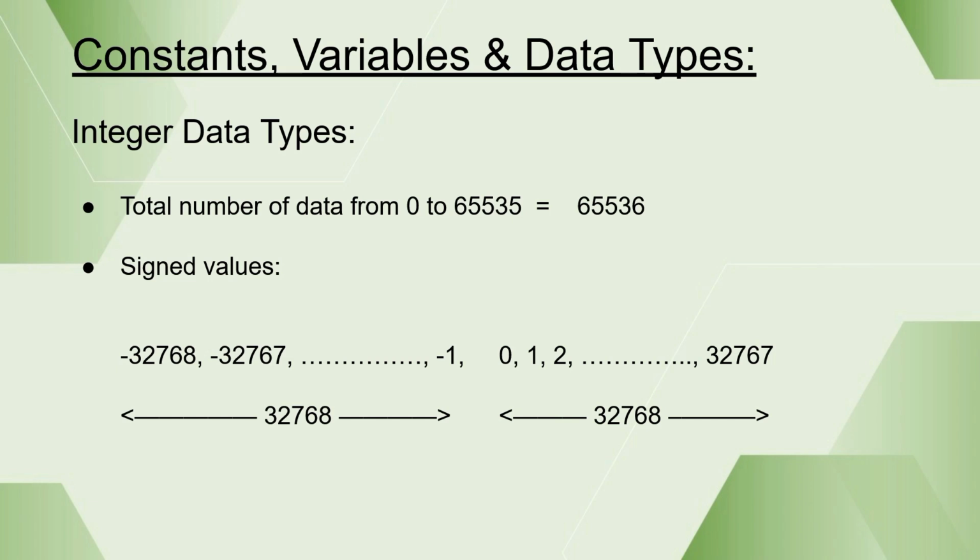If we use signed values, then it will be divided into two types. On the negative side, there are 32768, and on the positive side, there are 32768.